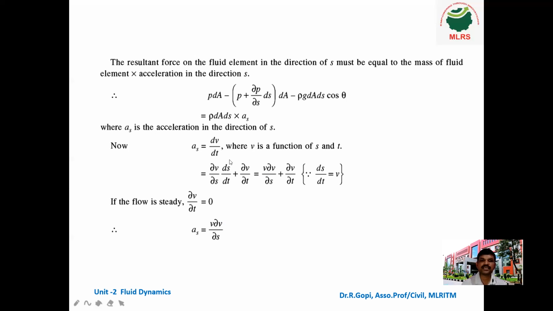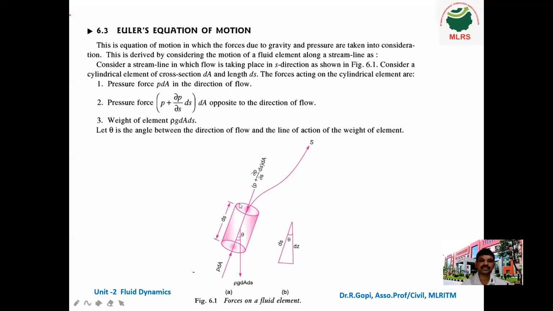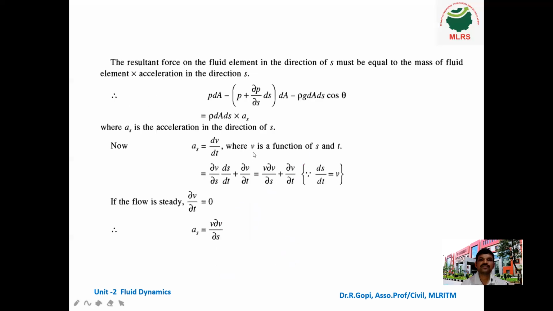So here we are taking a small velocity. So ∂v/∂t, where velocity is a function of s and t. Okay, so what is s? s is the length, that means along the streamline. ds is the length of the element. So velocity is a function of s and time.